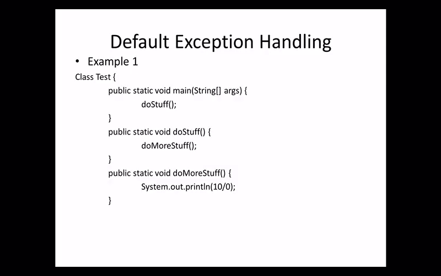Okay, so let's take an example. Consider this example: class Test. With that class Test, public static void main(String[] args), we have a method doCall. That doCall method is called by the main method. Again, public static void doStuff method, that is going to call the doMoreStuff method. Then in that doMoreStuff method we have System.out.println of a mathematical expression, 10 divided by 0. So this is the stack for that main thread.